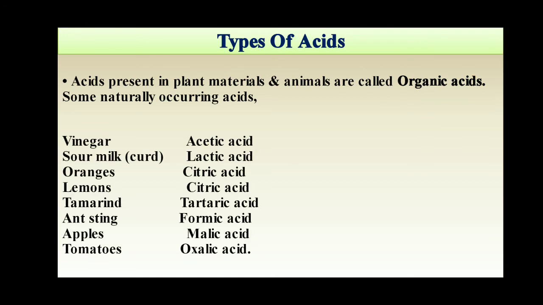Vinegar, that is acetic acid. Sour milk, that is curd, it is lactic acid. Orange, citric acid; lemons and all citrus fruits have citric acid. Tamarind, that is tartaric acid. Ant sting, that is formic acid. Apples, malic acid. Tomatoes, oxalic acid. So all these acids are obtained from naturally occurring things, and that is why these are examples of organic acids. These acids are generally used in our day-to-day life, in our kitchens.